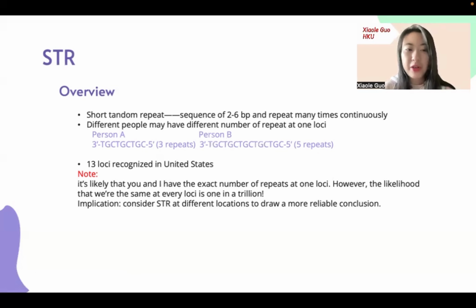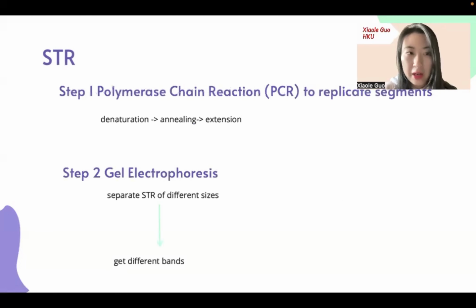So 13 locations are recognized in the United States for STR. Please note that it's actually likely that you and I have the exact same number of repeats at one location. However, according to statistics, the likelihood that we are the same at every location is 1 in a trillion. So here, let's go through the process.